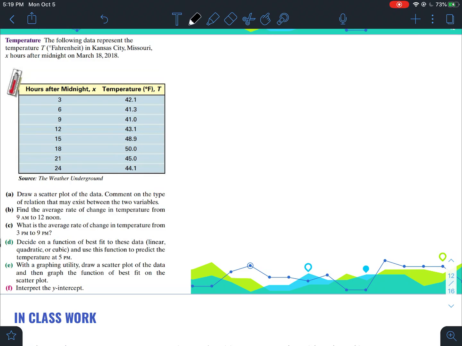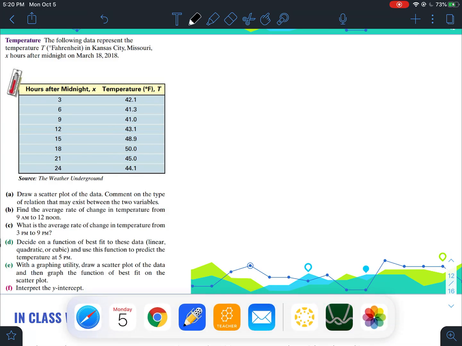So let's go ahead and do the same thing for this one. So this is hours after midnight, and then the temperatures in Kansas City, Missouri on March 18th of 2018. So let's go ahead and draw the scatter plot and then find the average rate of change from 9 to noon. What is the average rate of change from 3 to 9? And then decide a function of best fit, linear, quadratic, or cubic. And then we're going to use that to predict the temperature at 5. And then we're going to figure out what the y-intercept would mean in this problem.